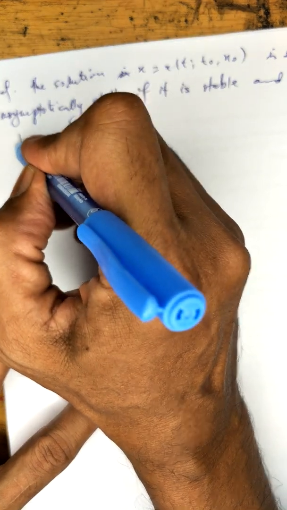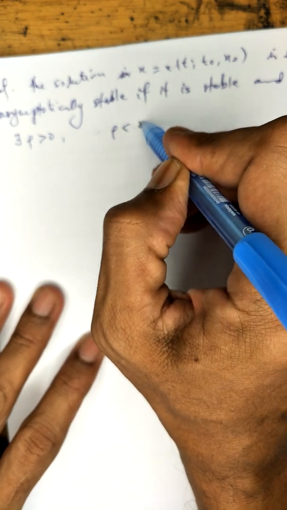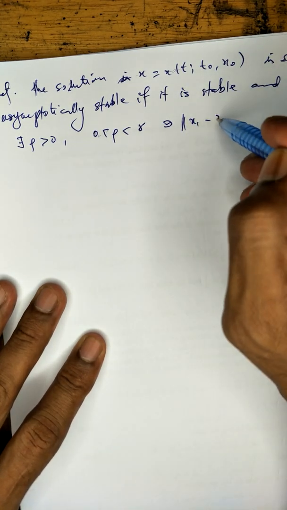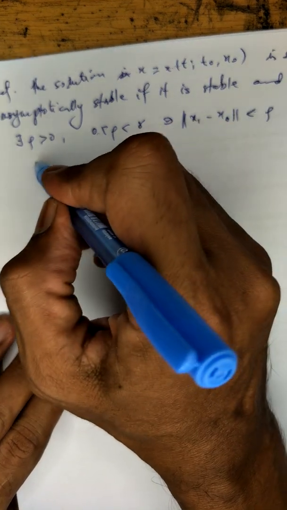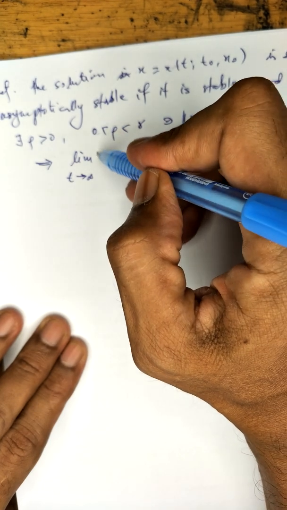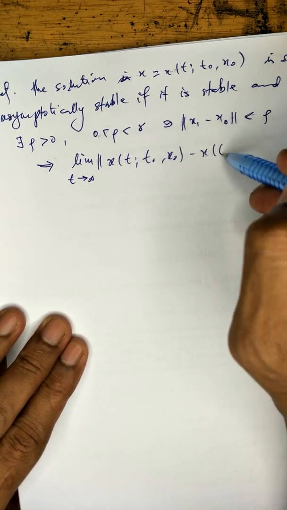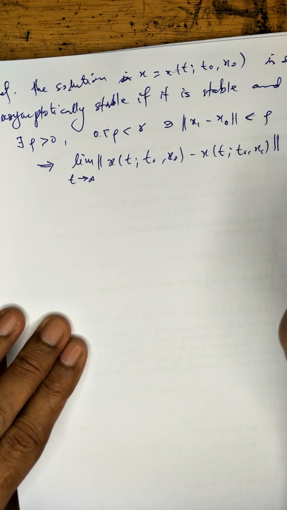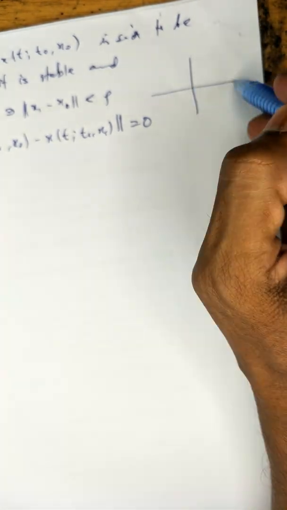we have another condition: there exists rho positive, where rho is less than gamma, such that the norm of x1 minus x0 is less than rho, which implies that the limit as t goes to infinity of x(t, t0, x0) minus x(t, t0, x1) is equal to 0.